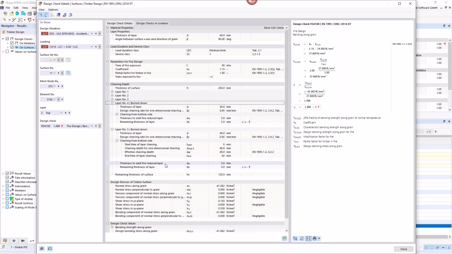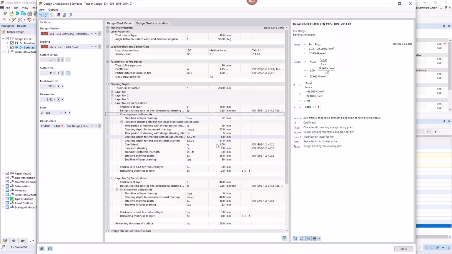But layer 4 can be quite interesting, because you see, I usually had a remaining thickness of the layer of 2 millimeters, but because of this rule that I just showed you, it is burned completely now. It has no more bearing capacity. So it's defined as 0.